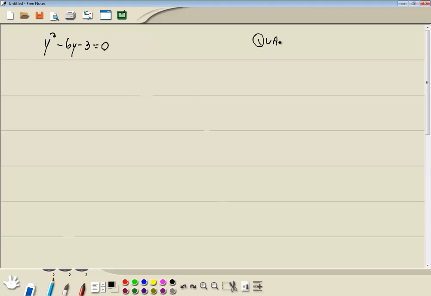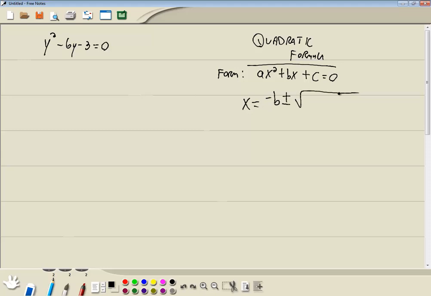Now, just to refresh your memory on the quadratic formula, we can use it when we have an equation in the form of ax squared plus bx plus c equals 0. Although you don't have to have x's. Notice how these have y's. If you have it in that form, then your answer can be written as x equals negative b plus or minus the square root of b squared minus 4ac, all over 2a. And then you do some simplifying.